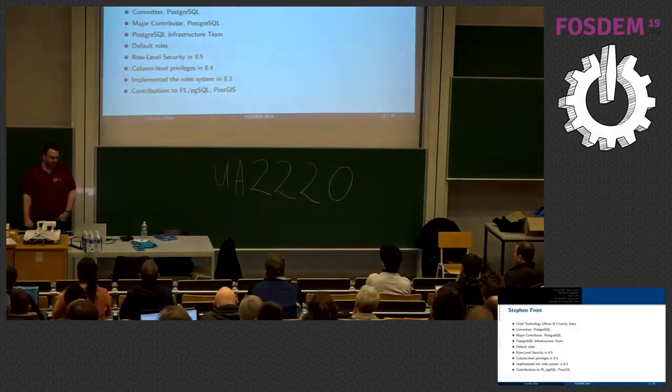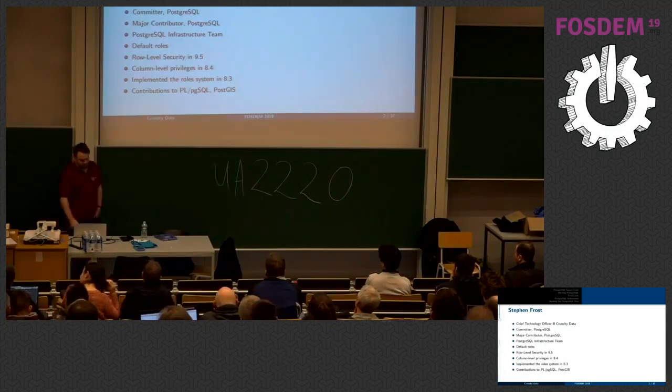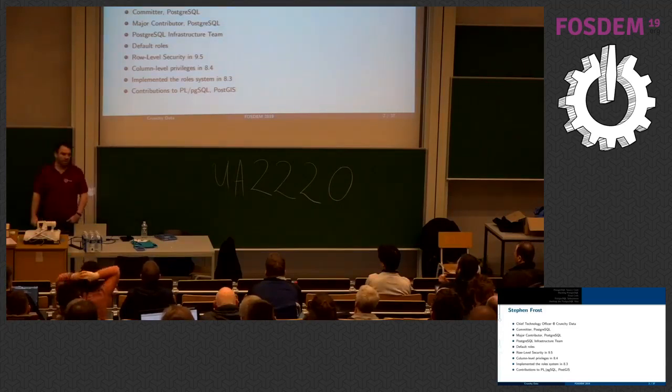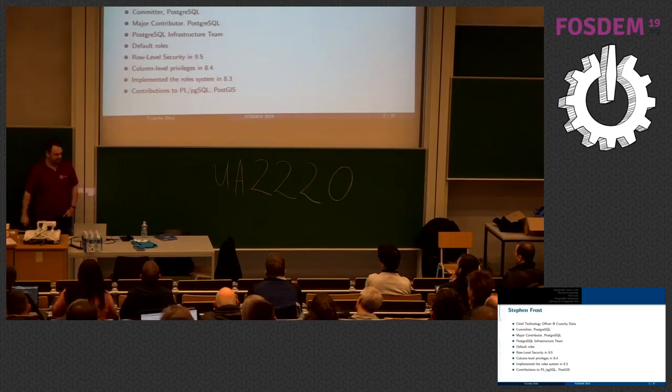So as mentioned, I'm not going to hit too much on this, but CTO at Crunchy, committer, major contributor, blah, blah, blah. I worked on default roles. I did a lot with row-level security, column-level privileges, and I actually implemented the role system itself way back in 8.3, contributed some other stuff.